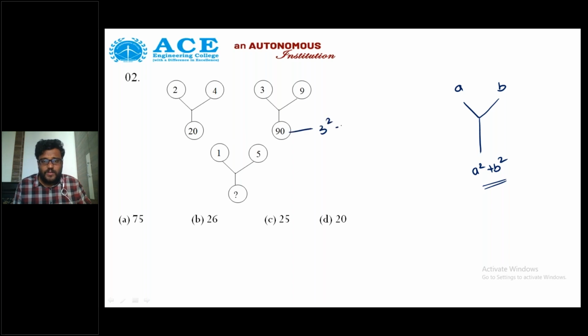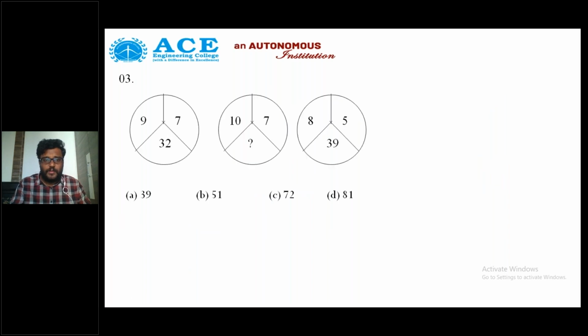This is 3 square plus 9 square. This is 1 square plus 5 square, which is 26. Option B. We can say option B. Got it? So 2 square plus 4 square, 3 square plus 9 square, 1 square plus 5 square. Like that, if you perform, finally we get 26. Okay, that's the logic, my dear friends. Perfect.